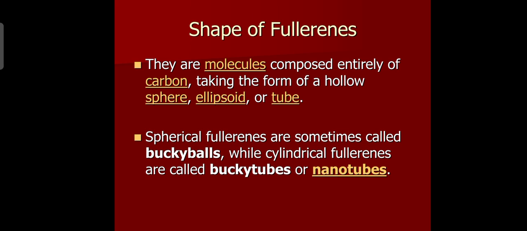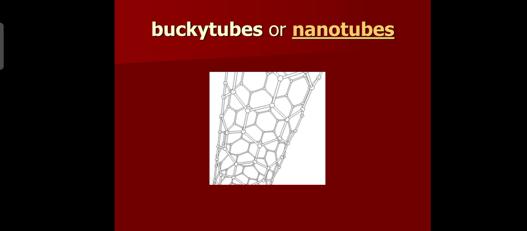Shape of fullerene molecules. The molecule is composed entirely of carbon, taking the form of either a hollow sphere or a tube. Those fullerene molecules which are cylindrical are also called Bucky tubes or nanotubes. This is the structure of nanotubes of fullerenes.